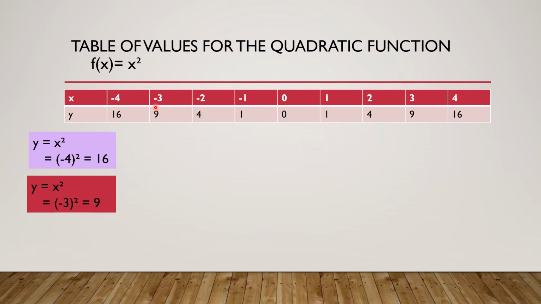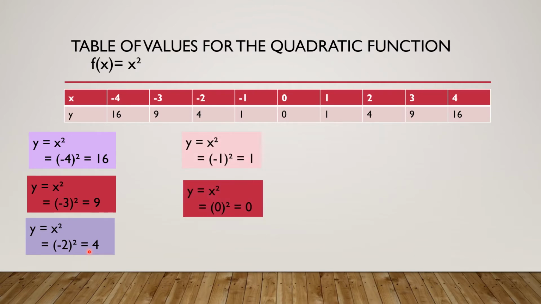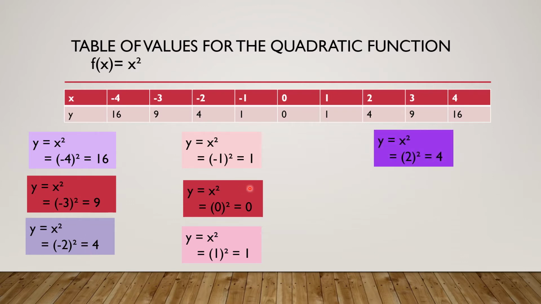So ngayon, ang x natin is negative 3. So negative 3 squared is equal to 9. And then negative 2 squared is equal to 4. Negative 1, 1 for the value of y. If x is 0, the y is 0. If x is equal to 1, the value of y is also 1. And if x is equal to 2, the value of y is 4. So 2 squared, that is 4.